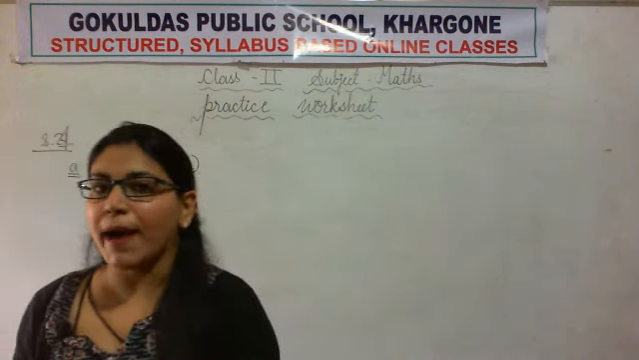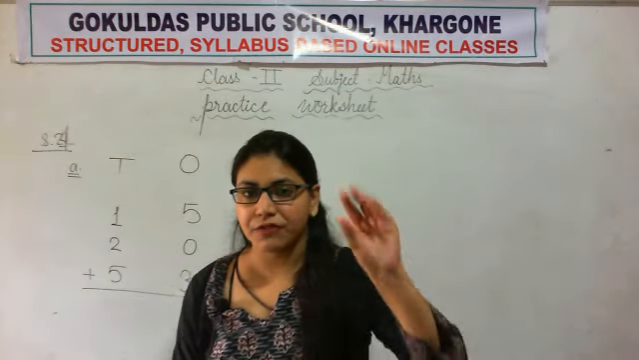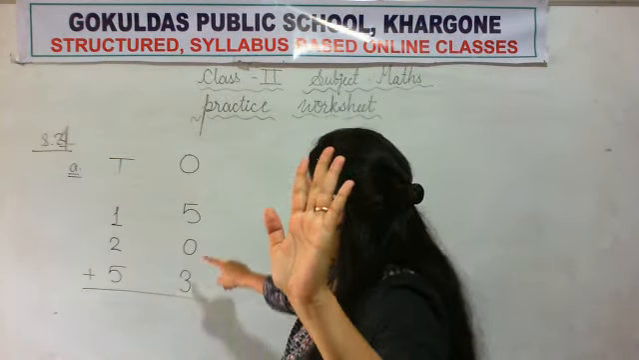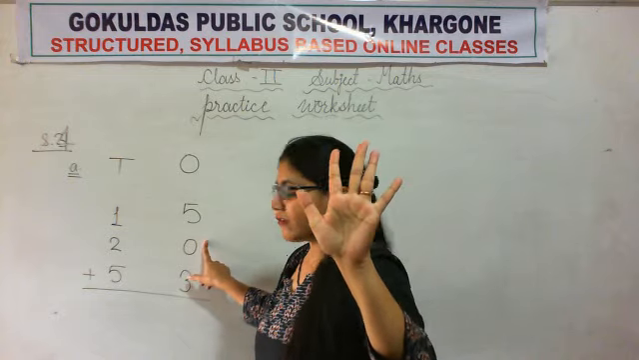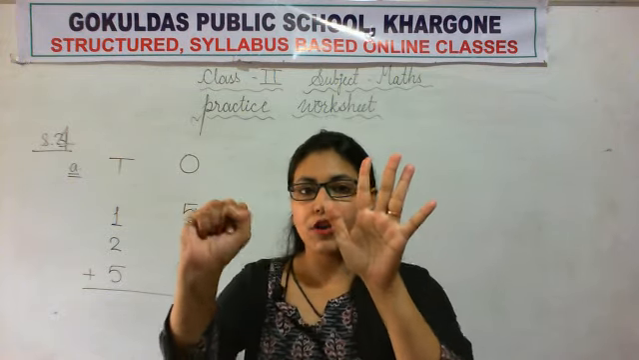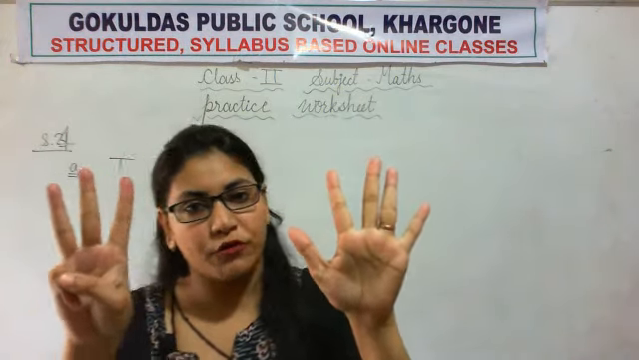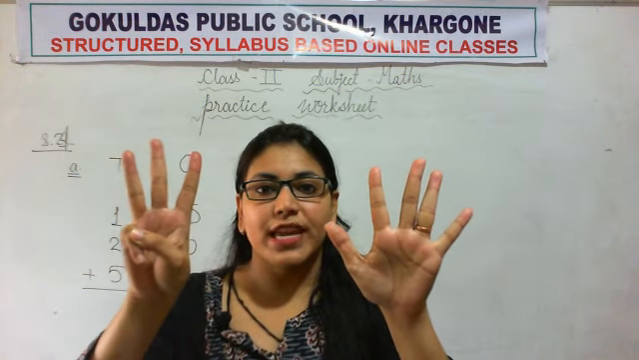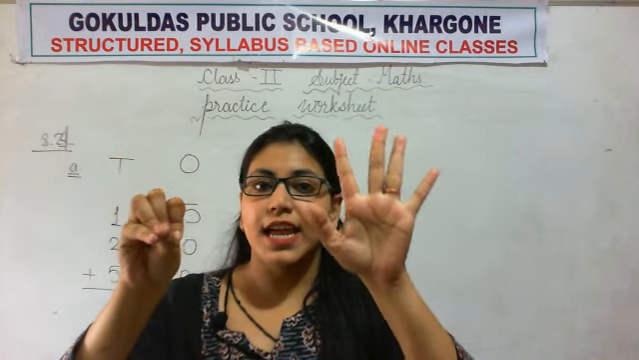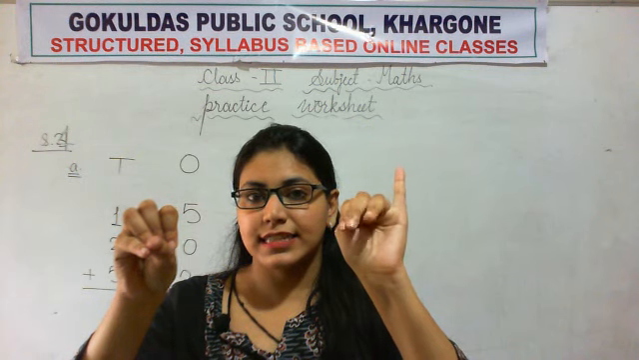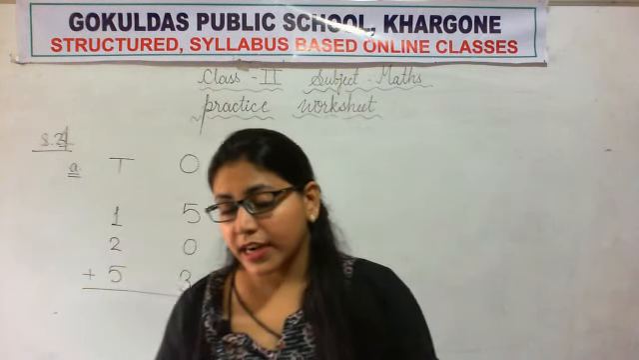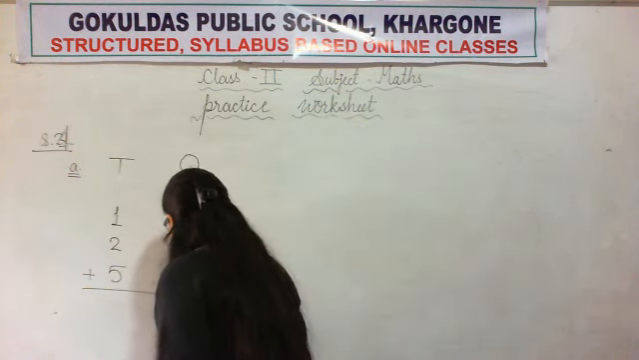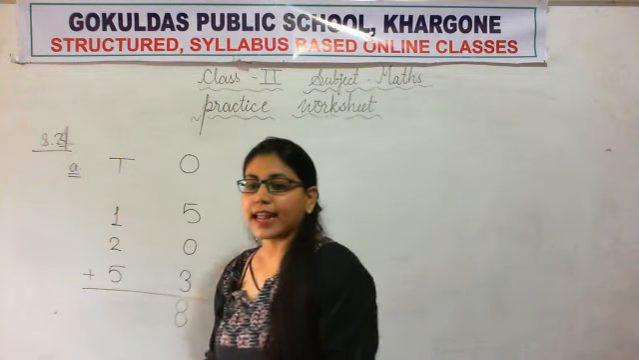5 plus 0, by the 0 property, we will get 5. Then 5 plus 0 is 5. Now the next number is 3. So we will open 1, 2 and 3 more fingers. Now let's count how many: 1, 2, 3, 4, 5, 6, 7, 8. It means we will write number 8.